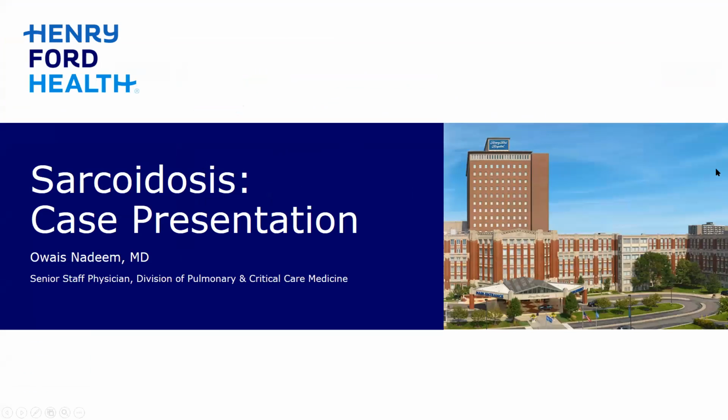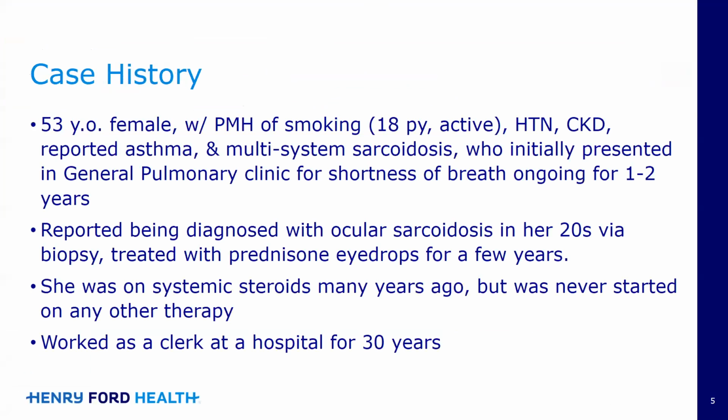Okay. All right, so we'll get started. I'm going to jump right into my case. So we have a 53-year-old female here with a history of smoking, 18 pack-years. She has some CKD. As you know, we often find a lot of them get diagnosed with asthma first, and then later found to have sarcoidosis.